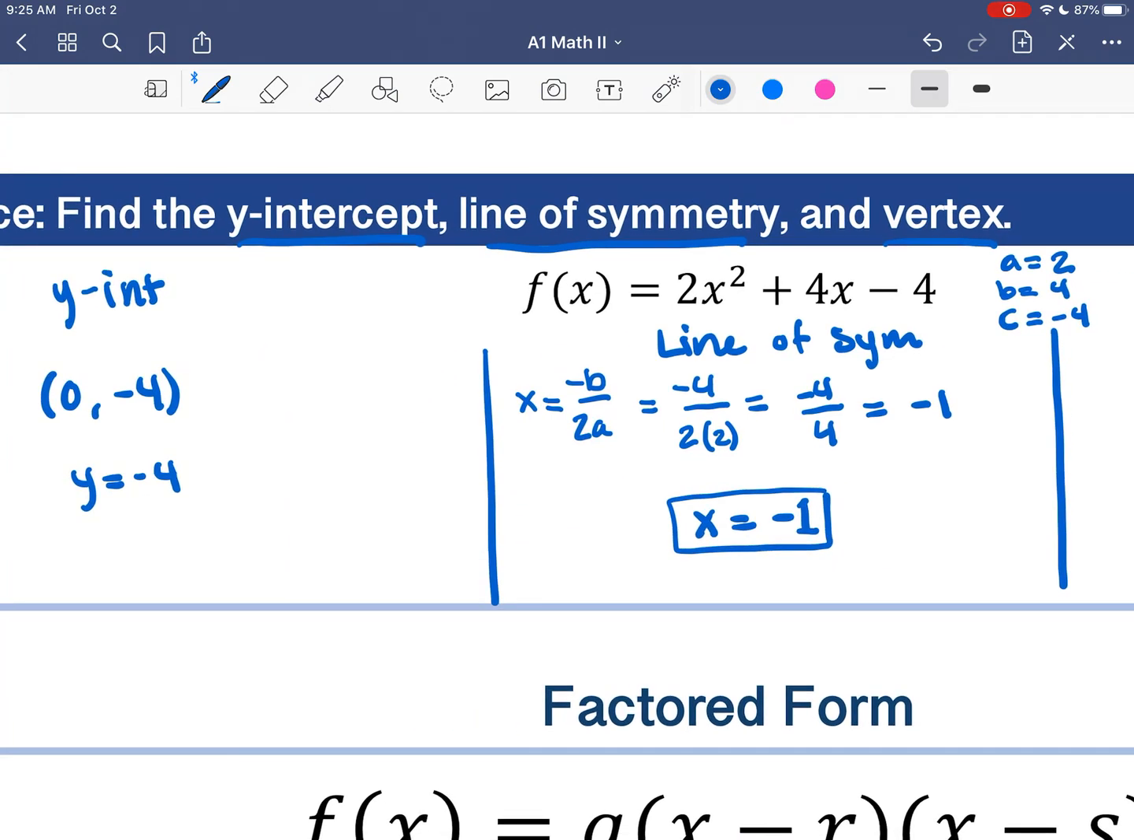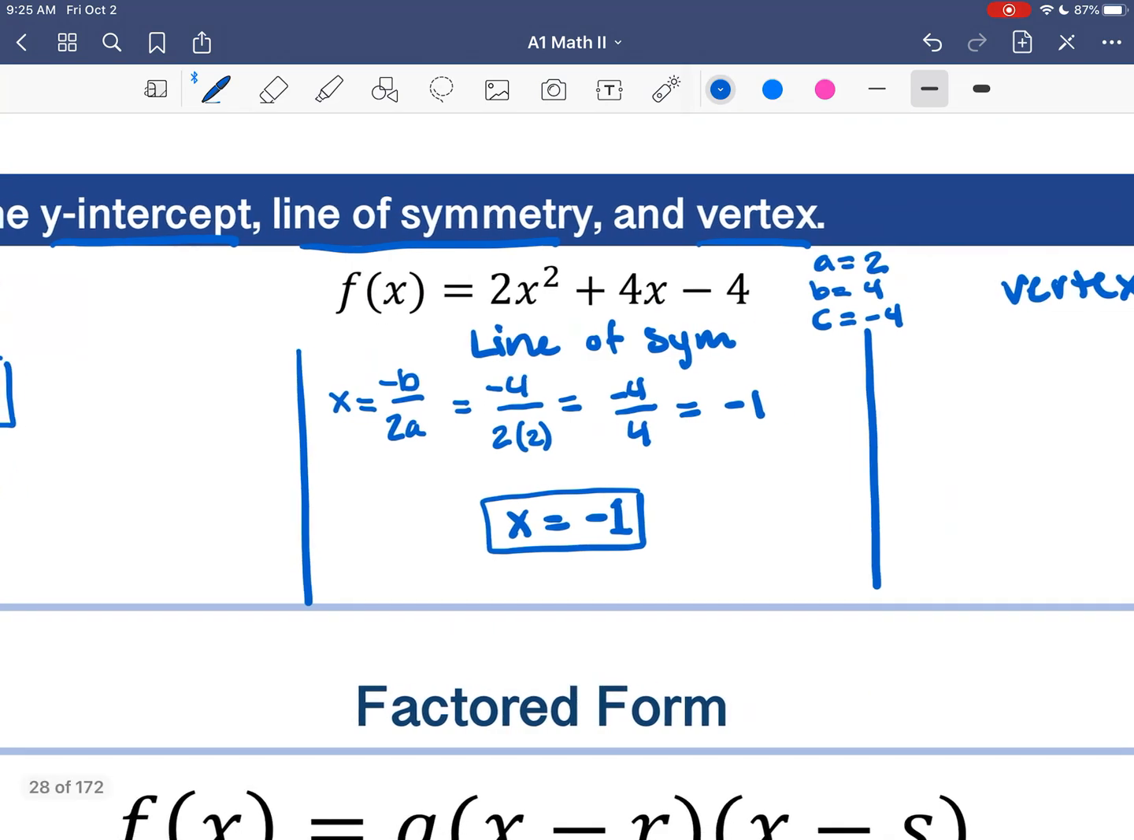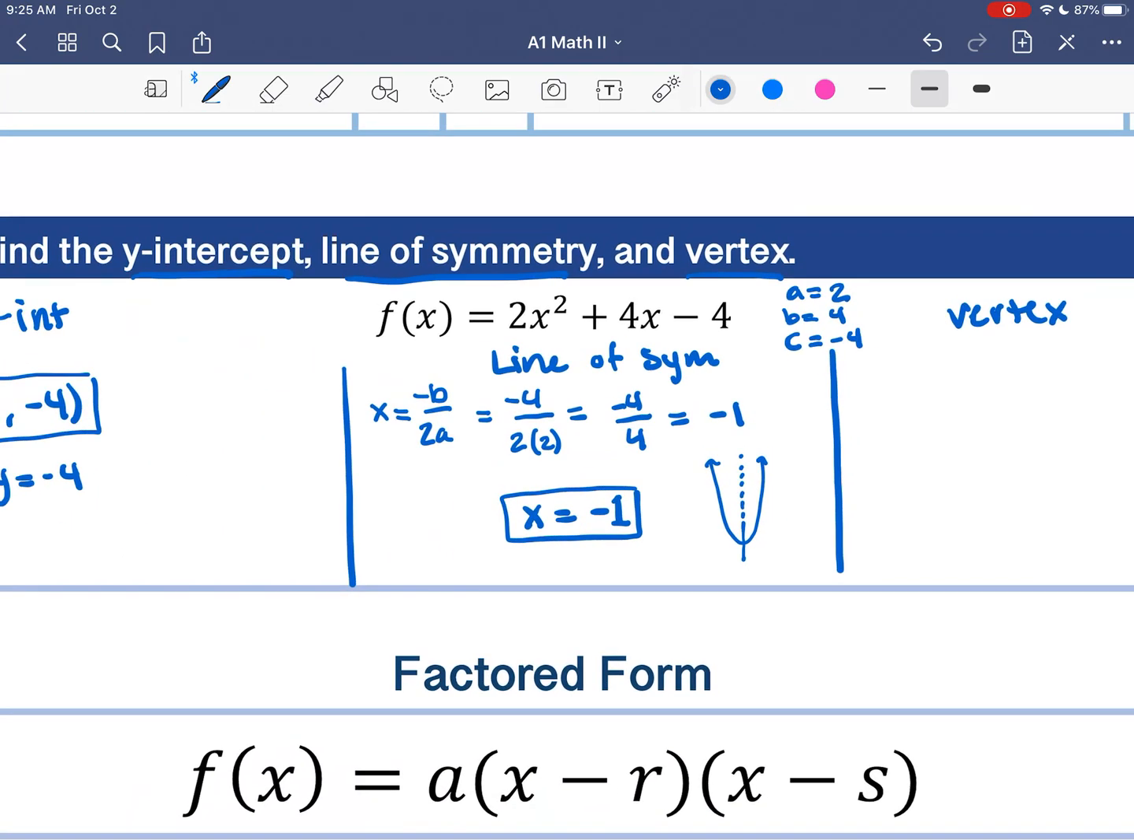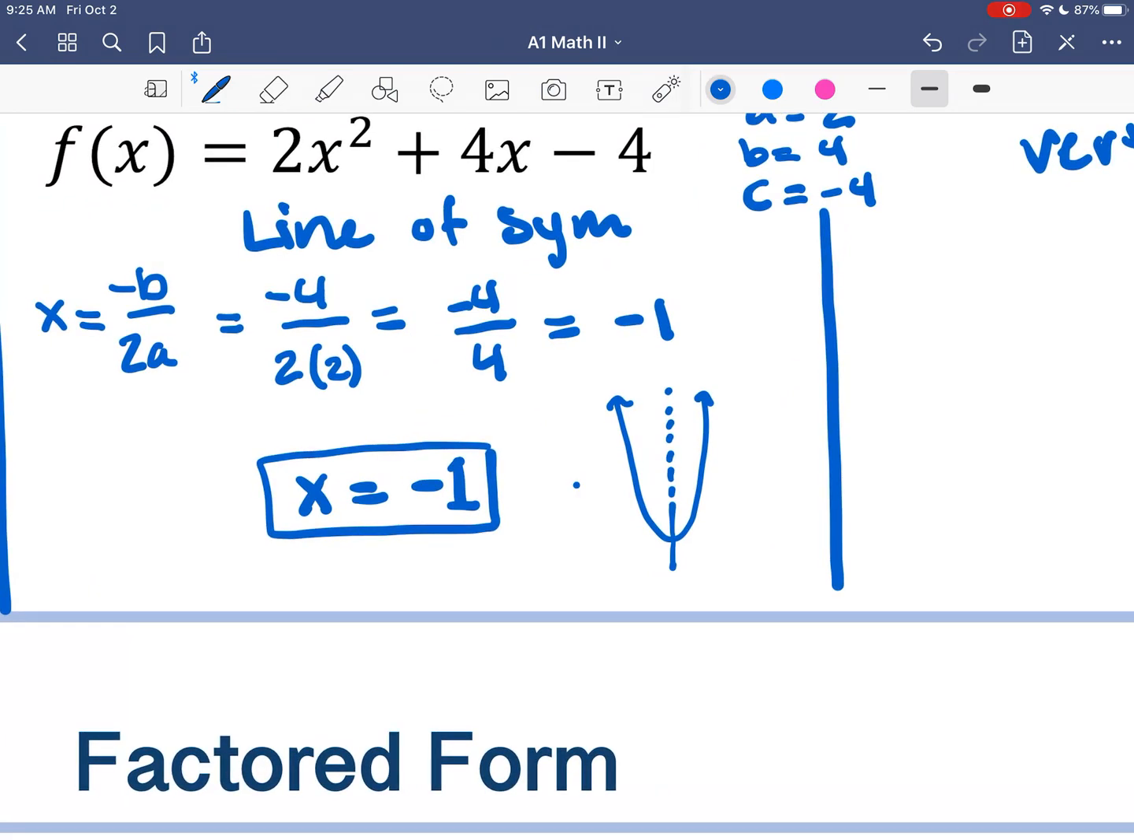Remember that the line of symmetry, and I don't want us to forget the visual here. The line of symmetry is the line where it folds in half. So this function folds in half at x equals -1, which might look something like this. So this is -1 right here, and that's where our function is located.